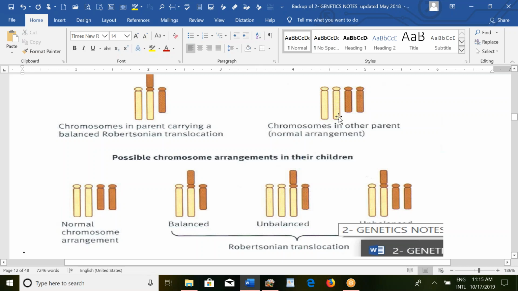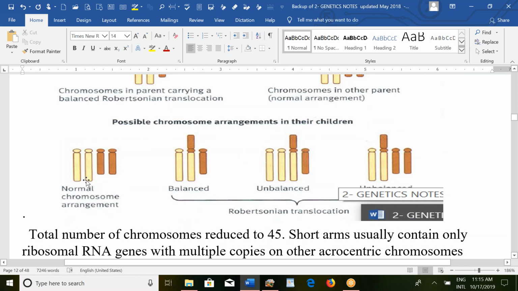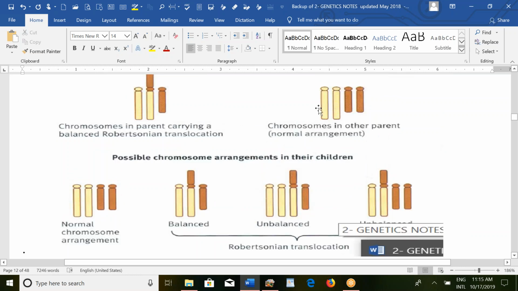If you get two parents with this combination, what arrangements can you see in their children? They can be absolutely normal, like one of the parents, or they can have a balanced translocation, where the same amount is there but it is on top of another one, or it can be unbalanced. Why unbalanced? Because it is not a variation of this one or this one. This one is additional, or this brownish, the short arm, is additional. So this type of abnormality will be there.